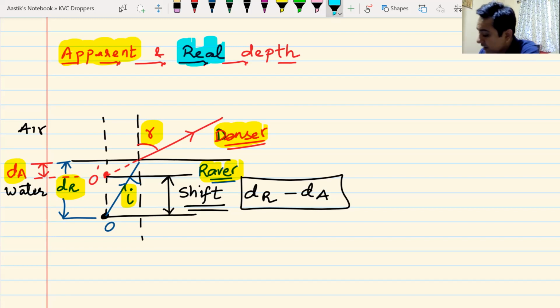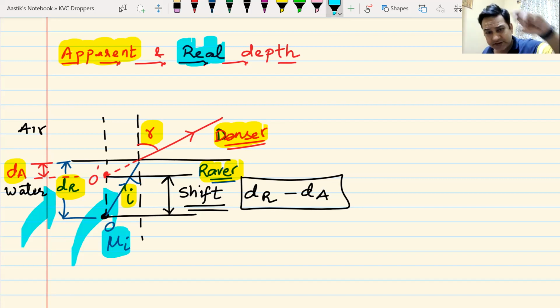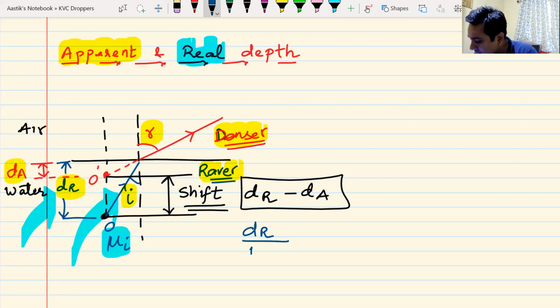So what do I do here? I take the blue quantities, and the blue quantities are dr, i, and mu I. There are three blue quantities. Real depth is the depth in the incident medium. Mu I is the refractive index in the incident medium. So I take the ratio of these two: dr divided by mu I. These are the two terms I have taken from the incident medium.